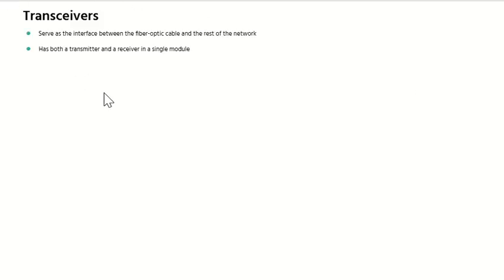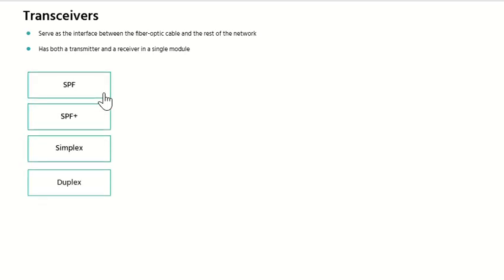Computer and network equipment may not be able to interpret optical signals from fiber cables on their own. As such, transceivers are critical components in fiber optic communication systems. They serve as the interface between the fiber optic cable and the rest of the network. A transceiver has both a transmitter and a receiver in a single module, hence the name transceiver: transmitter plus receiver.